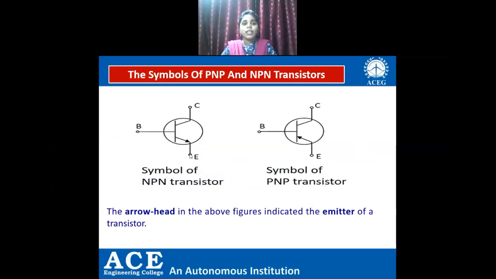Now here we can see the symbols of PNP and NPN transistors. On the left hand side we can see the symbol of the NPN transistor. On the right hand side we can see the symbol of the PNP transistor. This is how our PNP and NPN transistors are seen. Right, these are the symbols. The arrowhead in the above figure indicates the emitter of a transistor. Clear?